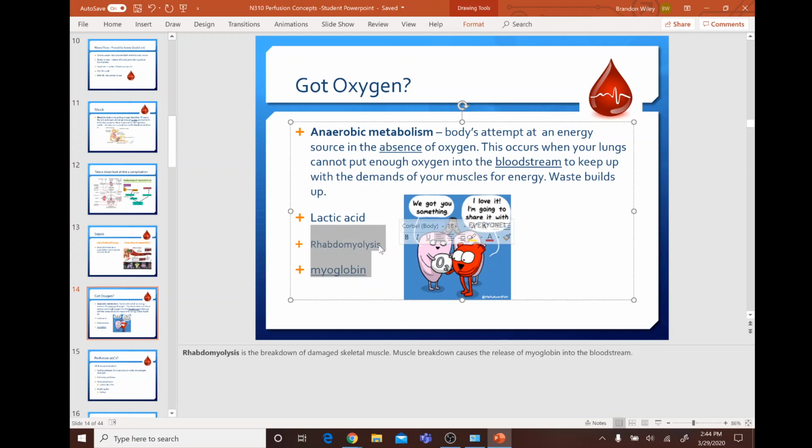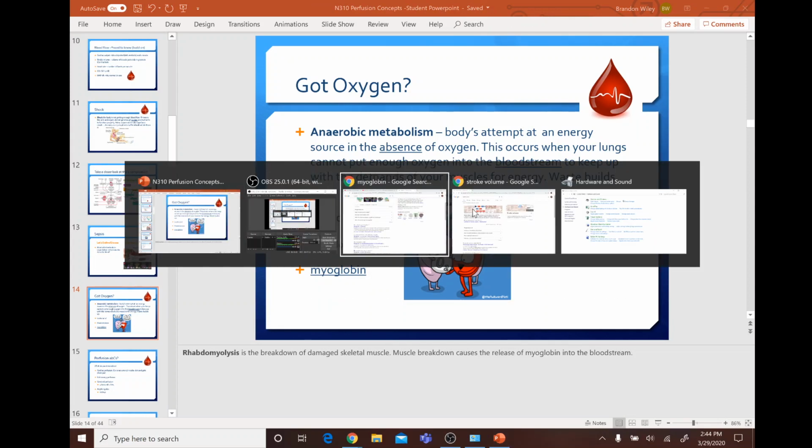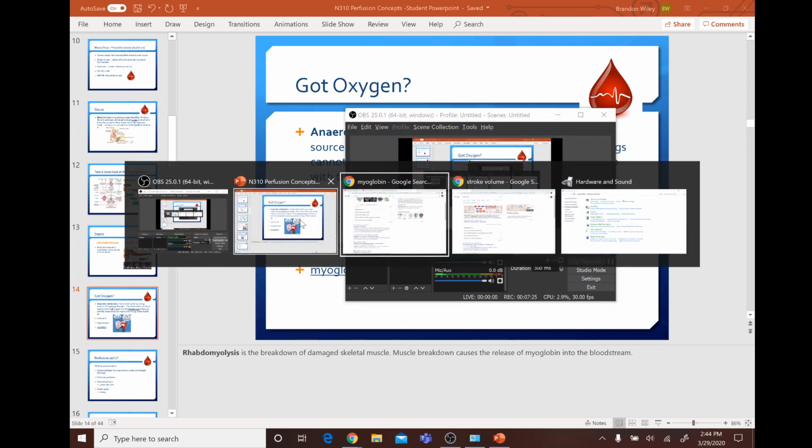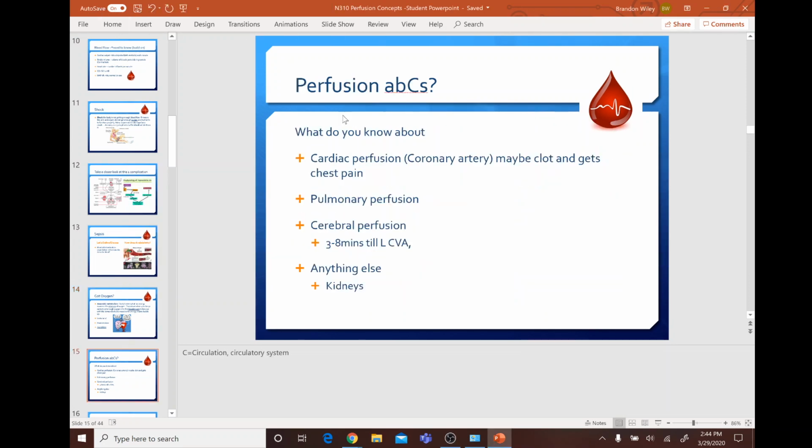And then that can eventually lead to rhabdomyolysis, which, what do you think that is? A breakdown of damaged skeletal muscle, and when that breaks down, myoglobin gets released. And myoglobin, what do you think that is? It's basically tissues and muscle, stuff like that. So we have different types of perfusion: pulmonary perfusion, cerebral perfusion. You've got 3 to 8 minutes, and then kidneys, stuff like that.